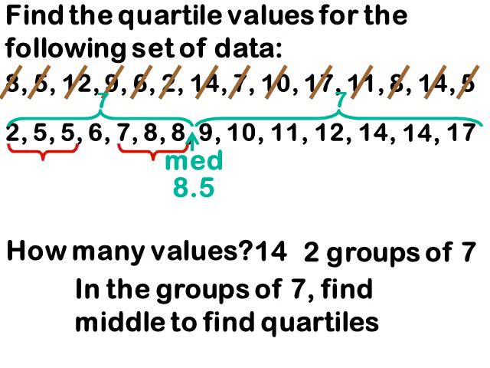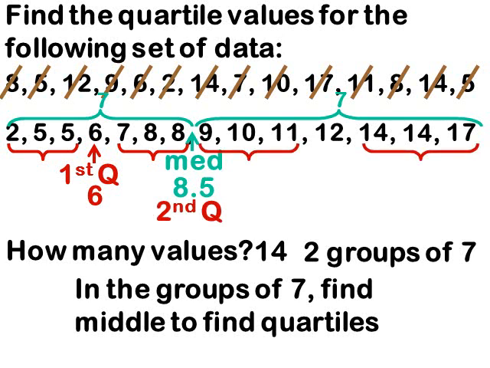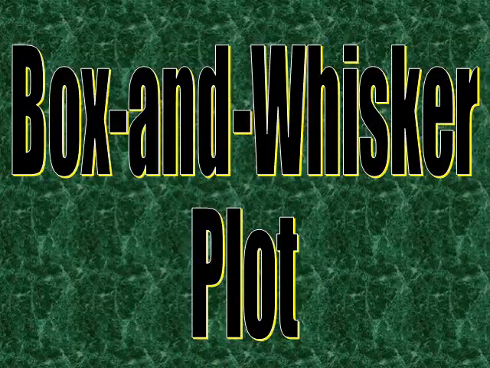Now, in the groups of 7, we need to find the middle to find the quartiles. On the left-hand side, we can split our data group into two halves with 6 being in the center. 6 would be our first quartile. In the upper half of the data, we can split our data groups into 2 equal groups of 3 with 12 being in the center. This would be our third quartile.